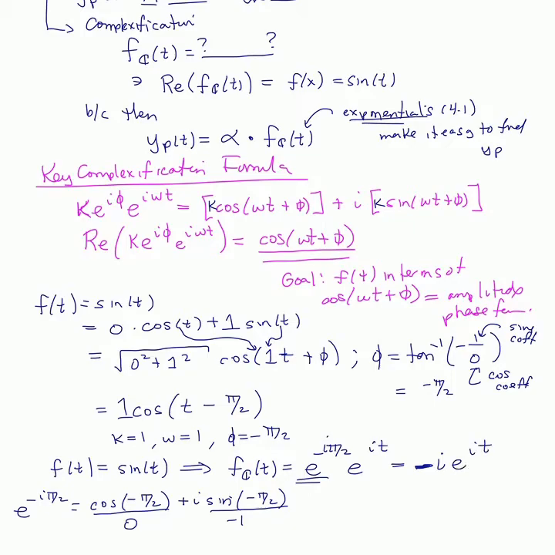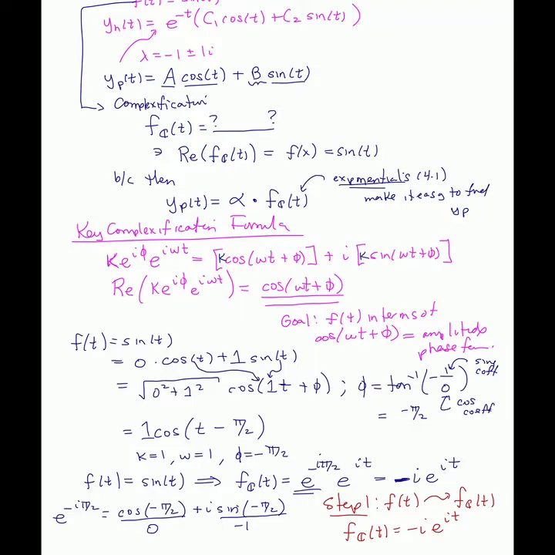Okay, so what we've done is we've completed step 1 of the complexification method, which is to turn f of t, the forcing function, into a complexified function, which we have done as negative i e to the it. Okay. And now we can proceed on to the next step, which is to guess the particular solution. Okay, so we'll continue on here.